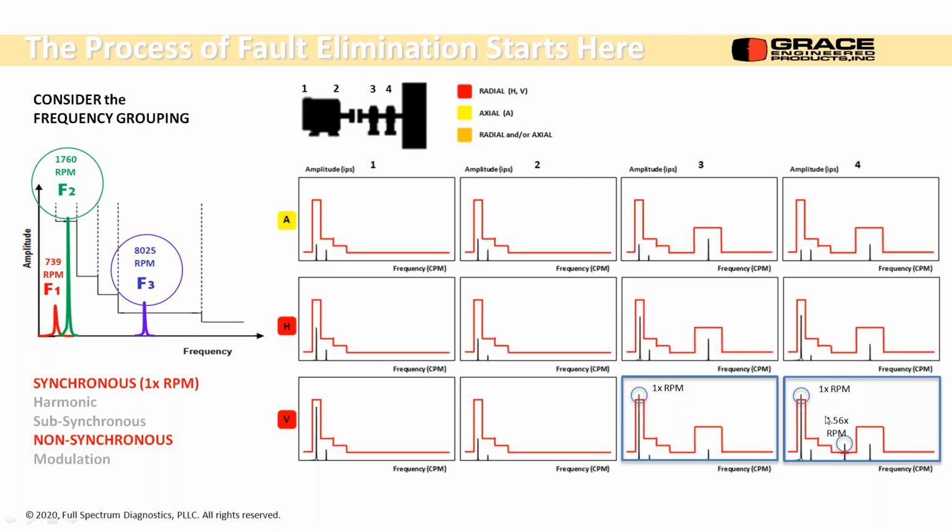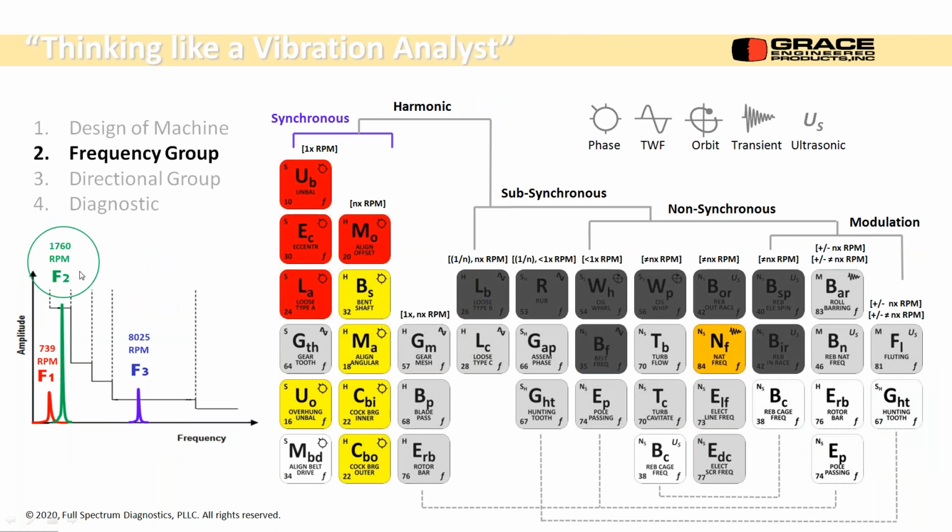I also have at position 4 in the vertical direction that same 1 times RPM problem, but I have a 4.56 times running speed. I have a non-synchronous frequency in there, okay? So my two different frequencies of interest are 1760 and 8025. One is synchronous, one is non-synchronous. So I'm going to split those two up. I'm going to first do the analysis on the synchronous frequency and then do the other. So frequency group, this peak at running speed is synchronous. So it's one of these 4, 8, 9, 10 different things. Okay. We're going to have a little more information.